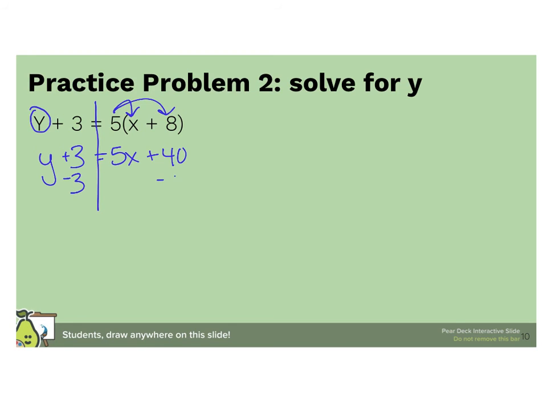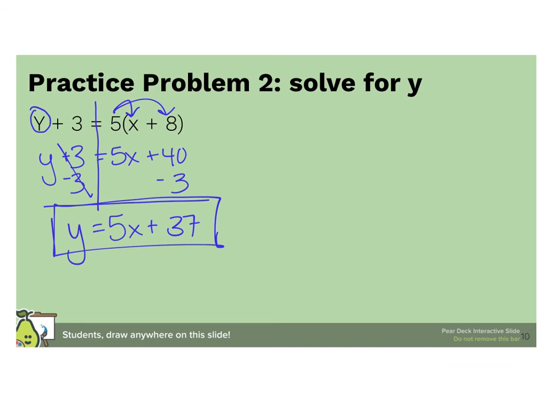Again, make sure to put it under the constant, not the 5x. These cancel out. y equals 5x. Different signs, subtract. I have more positives than negatives. y equals 5x plus 37. You got 2 more practice problems, and it'll be time for your exit ticket.